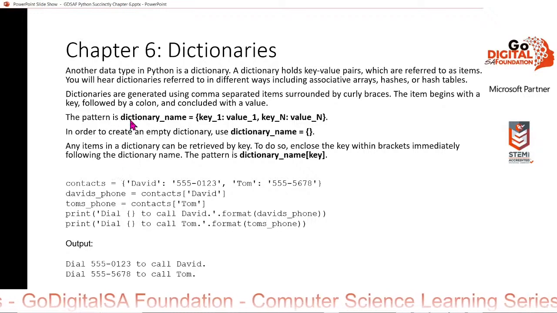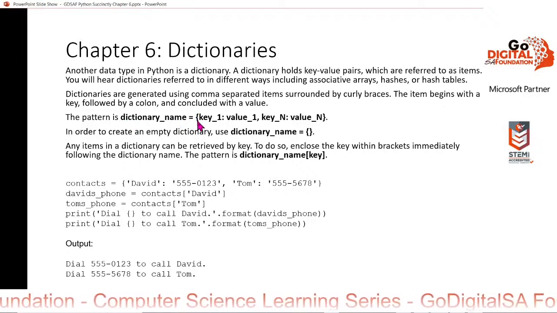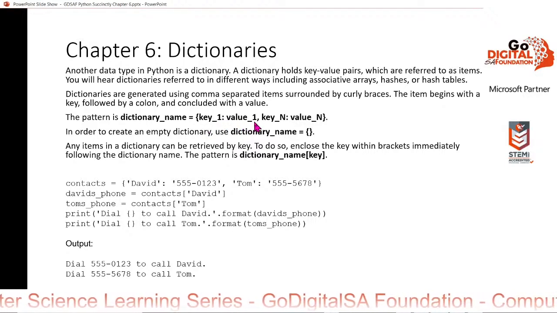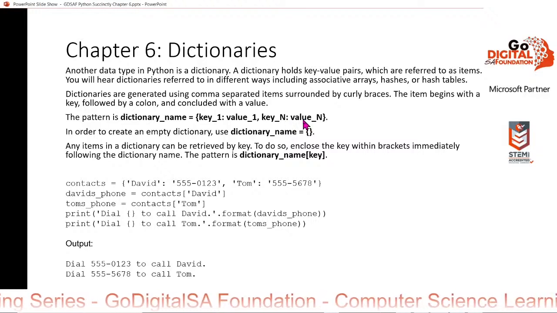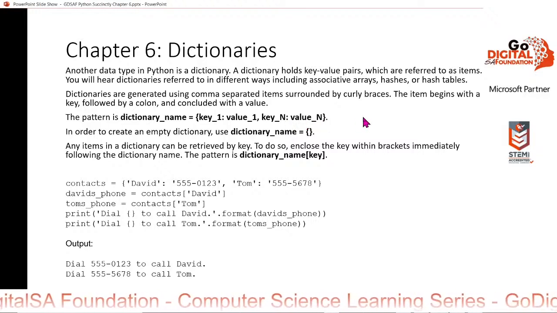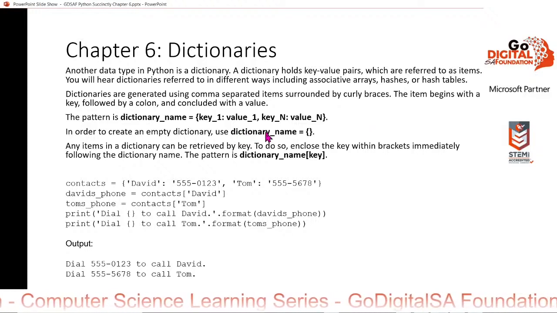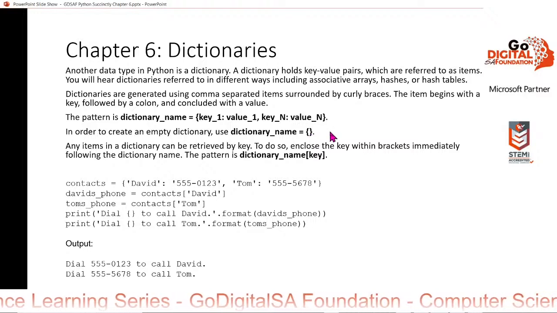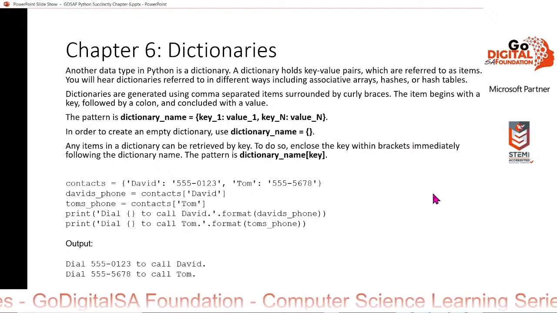The pattern is dictionary name equals open curly braces, key, colon, value 1, comma, key, colon, value 2, and so on until the end, and then you close the curly braces. In order to create an empty dictionary, you use dictionary name equals and just open and close braces with nothing in between. Any items in a dictionary can be retrieved by key.